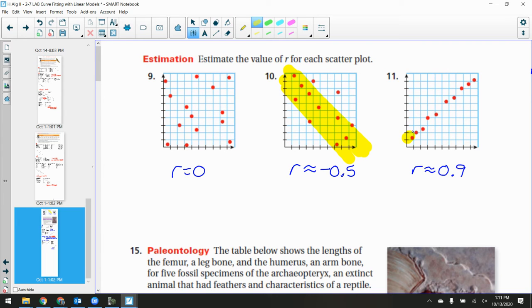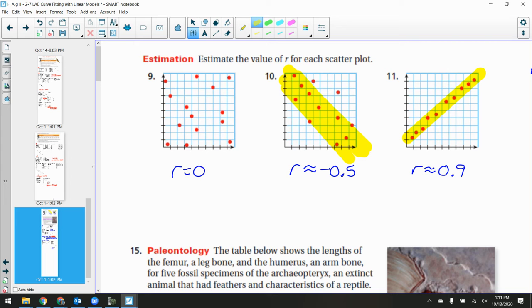Since these are nice and close together, that's going to get closer to 1, right? And since it's a positive sloping line, it's going to be closer to positive one rather than negative one. If the dots are really close in the negative direction, you call it a negative point down rather than a positive point down. Does that make sense? Okay.